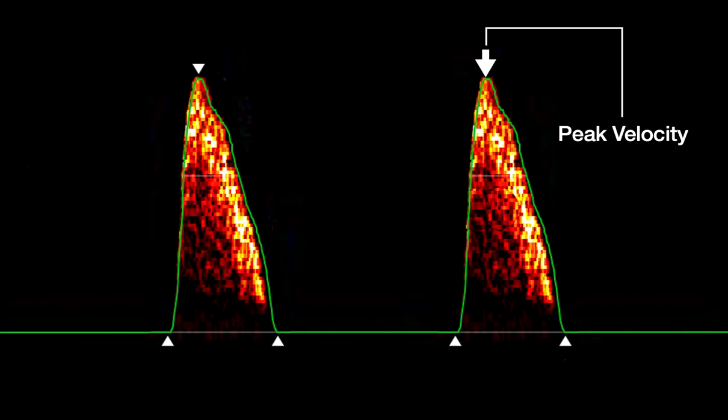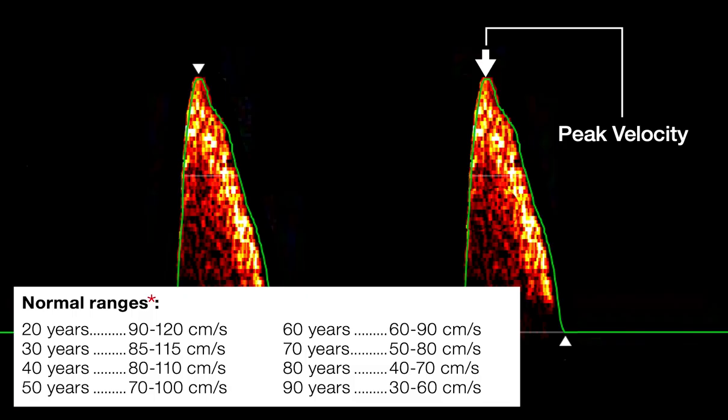Peak velocity, PV. The fastest velocity measured at each ejection, seen at the top of the waveform. Normal ranges are shown in the table. Note, any normal values are for a healthy resting individual. It may be more appropriate to aim for optimal values, not low, in clinical situations.